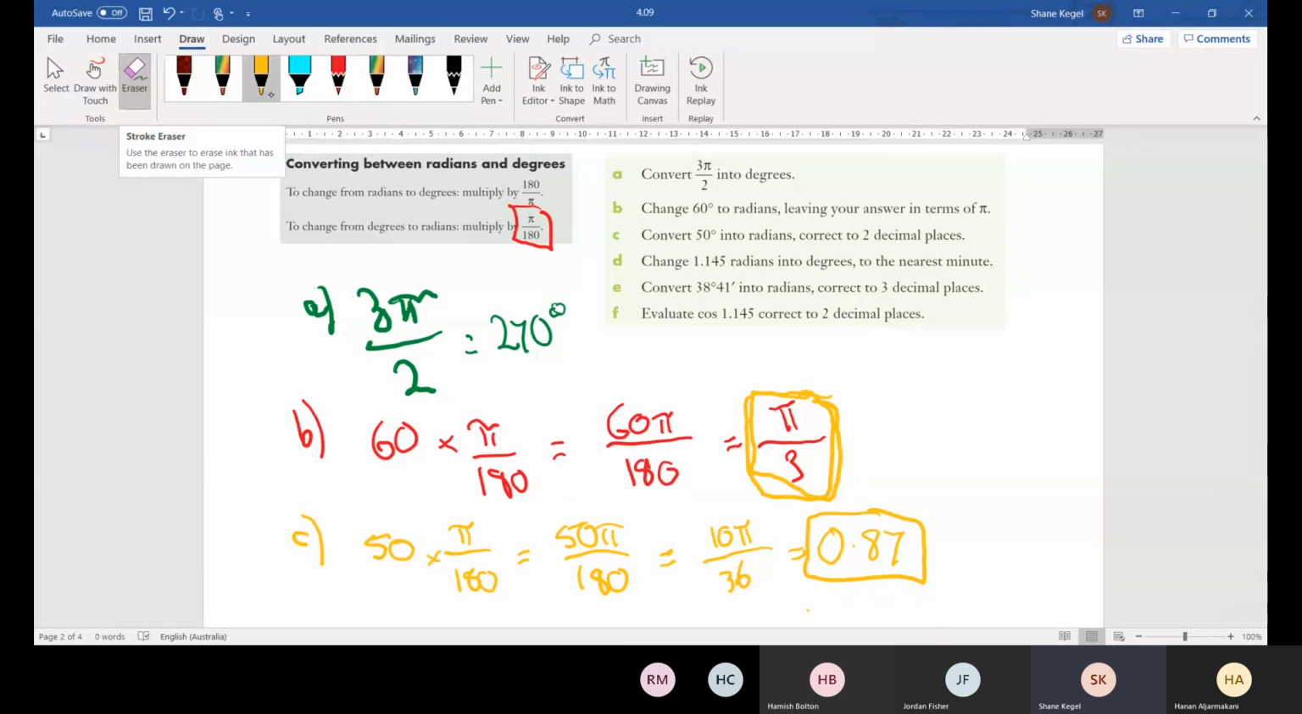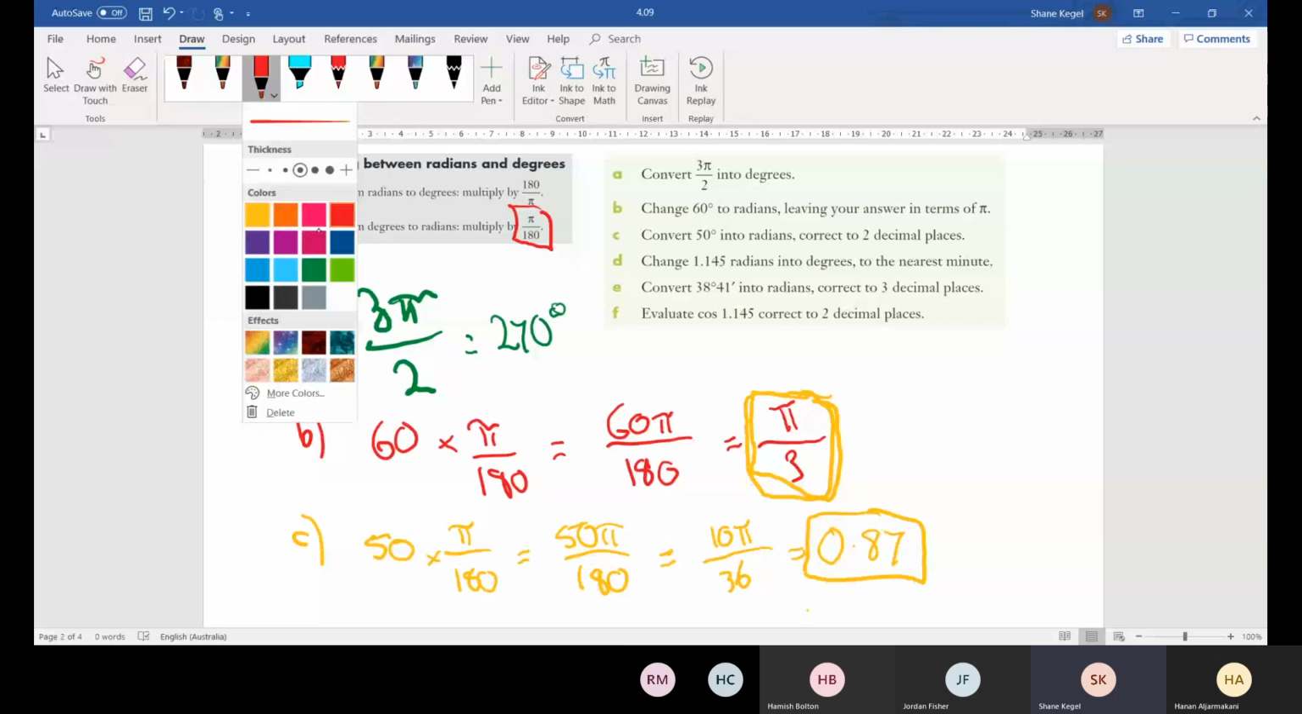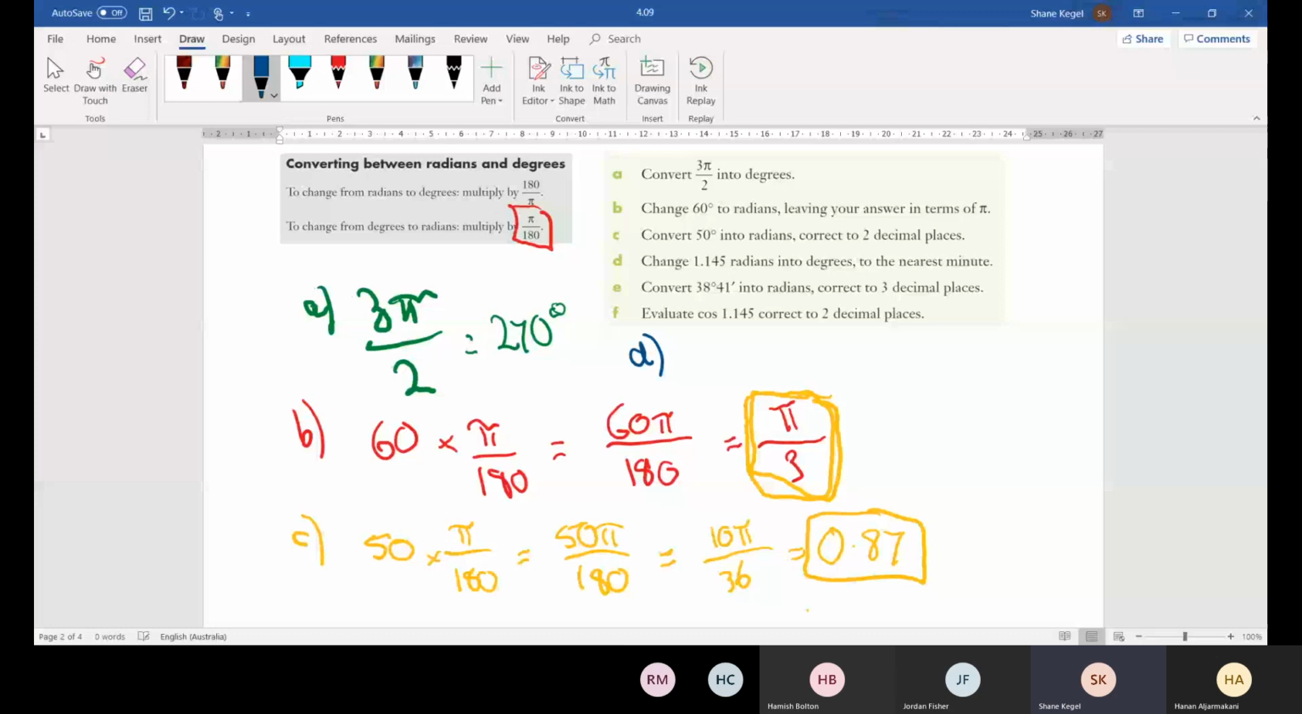Moving on to D. Let's do a different color. We'll do D up here. So D is change 1.145 radians into degrees to the nearest minute. So again, 1.145 radians into degrees, multiplying through by 180 on pi.